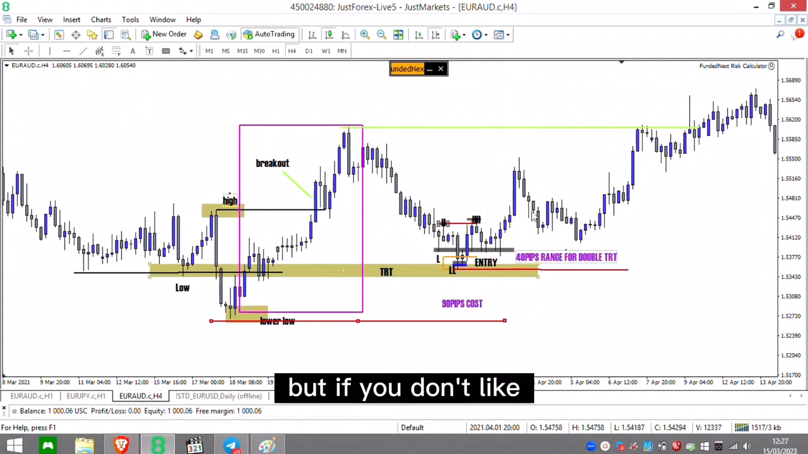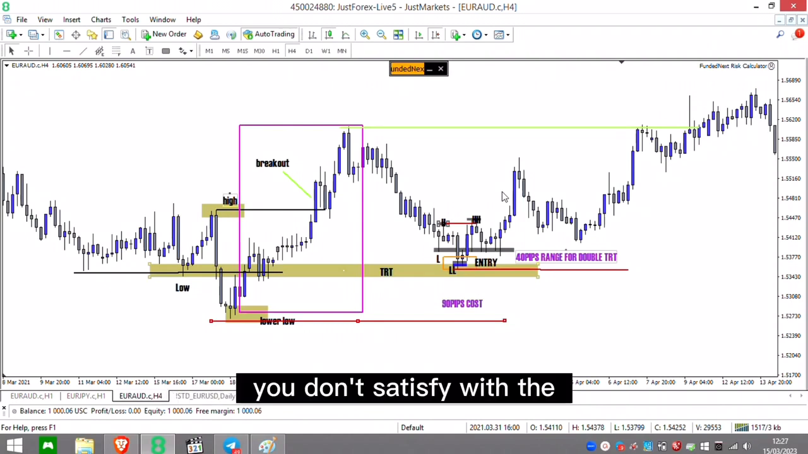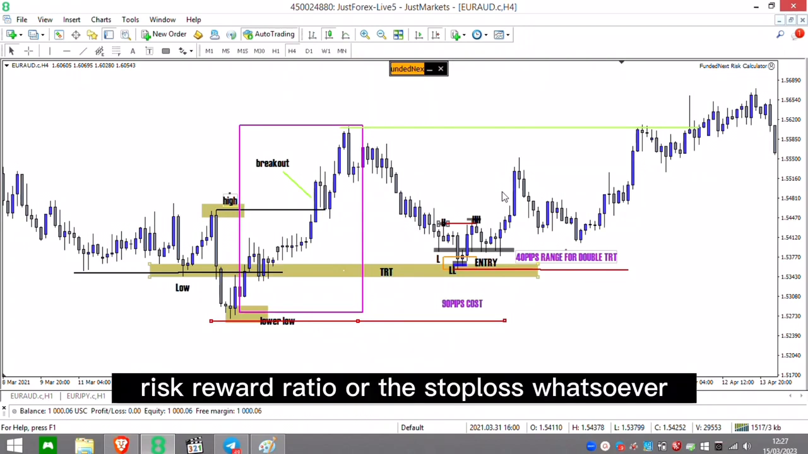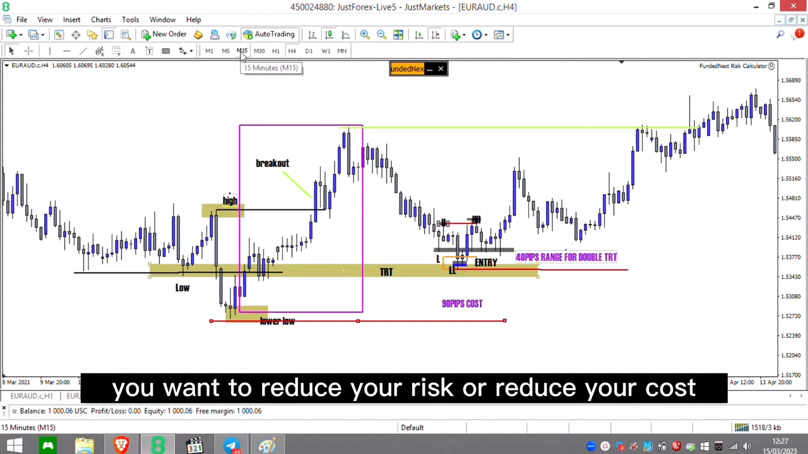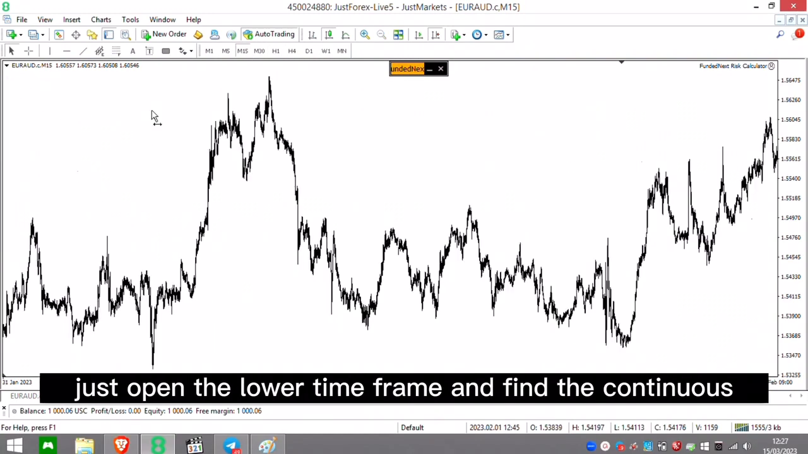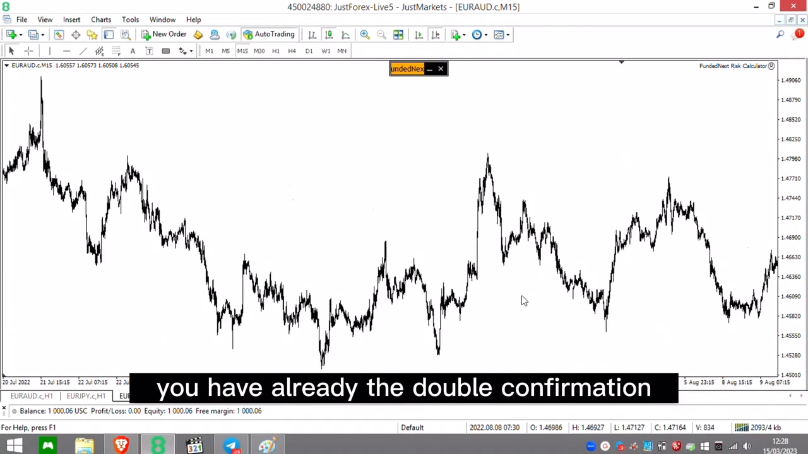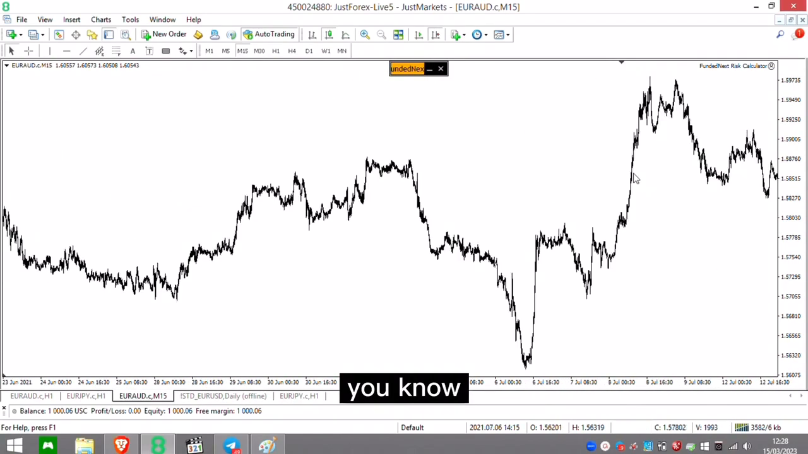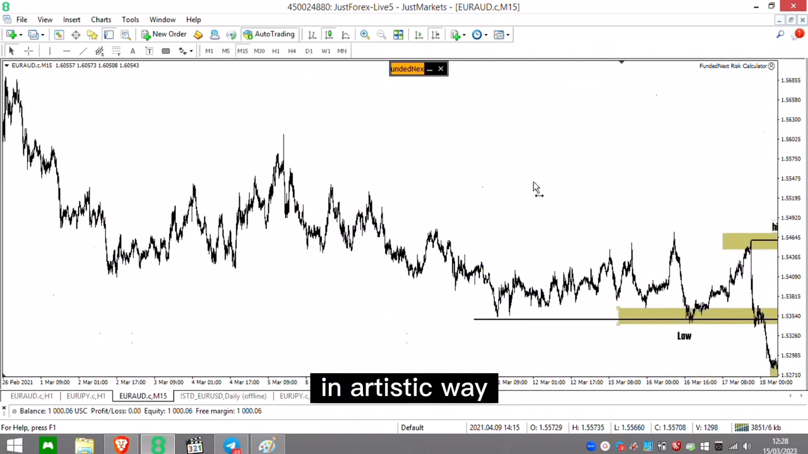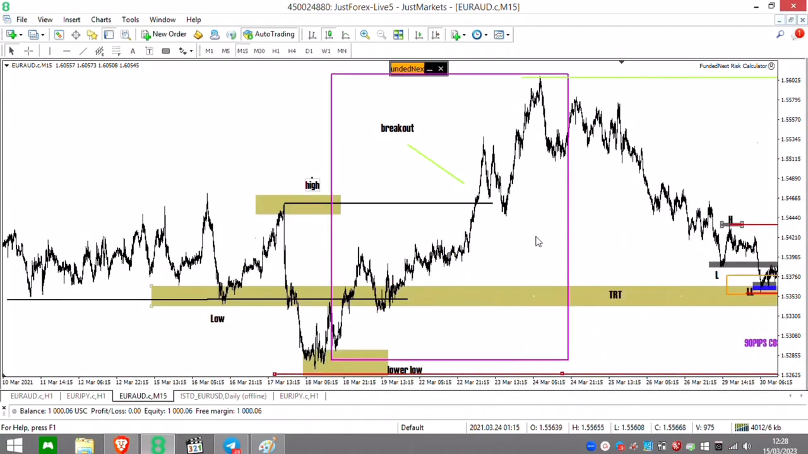But if it still does not satisfy you, you don't satisfy with the ratio or the stop loss whatsoever, you want to reduce your risk or you reduce your cost, just open the lower time frame and find the continuous TRT. You already have the double confirmation, so you can make it much more in artistic way, right?